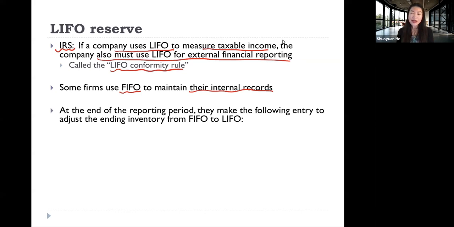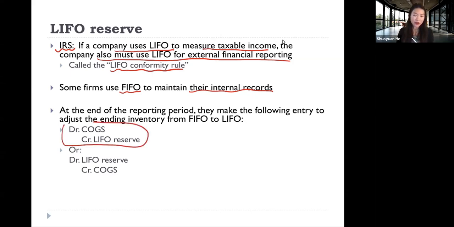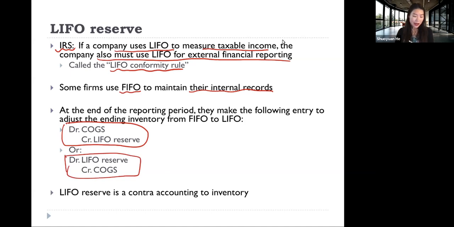So now, instead of redoing all of the journal entries again, the firm just needs to do one journal entry to adjust the cost of its ending inventory from FIFO to LIFO. And then, depending on which one is higher, FIFO or LIFO, the journal entry can be either debit cost of goods sold, credit LIFO reserve, or debit LIFO reserve, credit cost of goods sold. And this LIFO reserve is a contra account to the firm's inventory account.